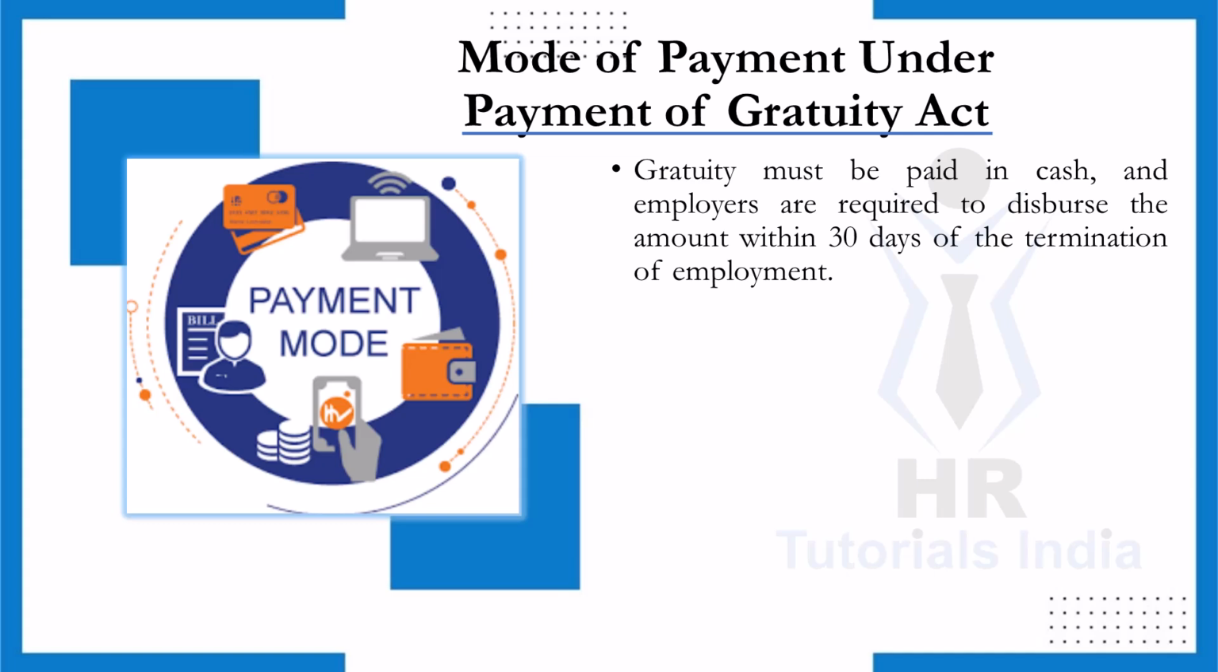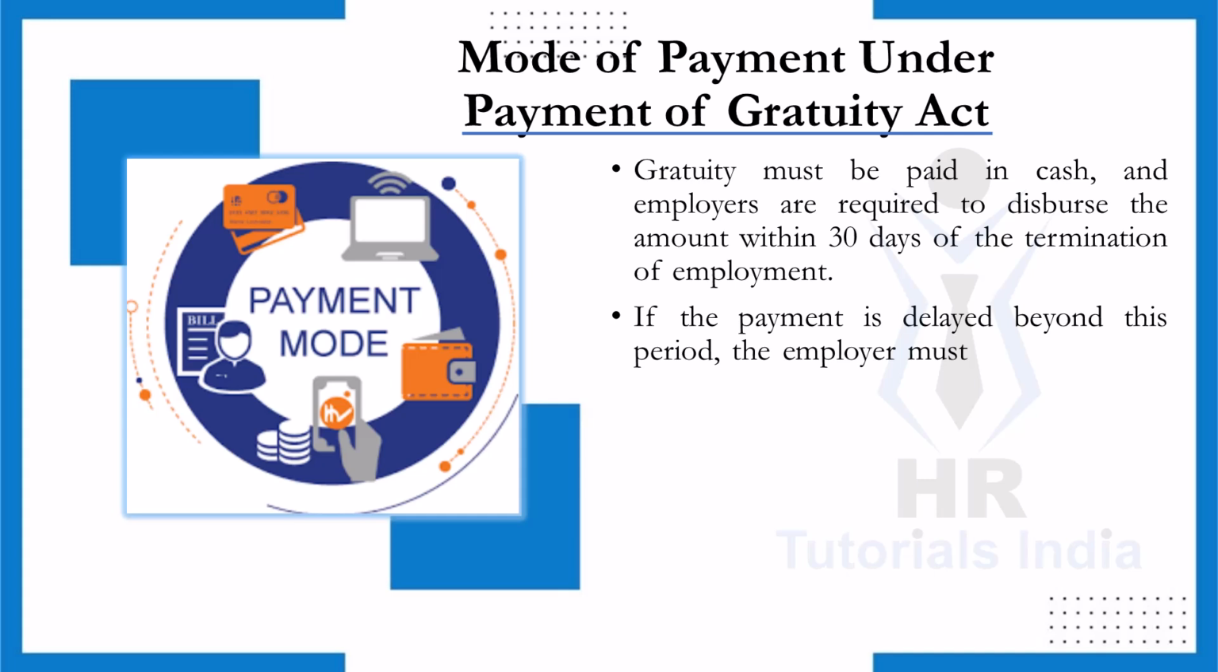Employers are required to disburse the gratuity amount within 30 days of the termination of the employment. This time frame is crucial as it provides employees with financial support during their transition after leaving the organization. Interest on delayed payments. If the employer fails to make the payment within the stipulated 30 days period, they are obliged to pay interest on the due amount. This interest serves as a penalty for the delay and underscores the importance of timely payment, ensuring that the employees are compensated fairly and promptly for their long service.